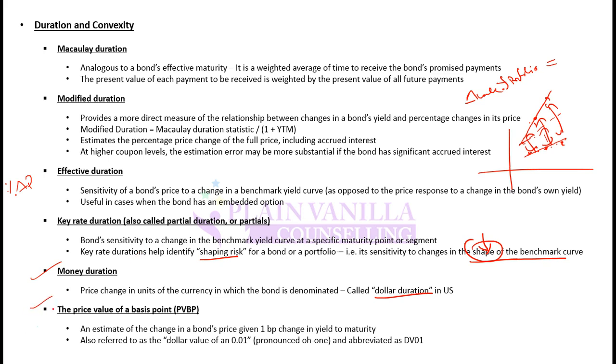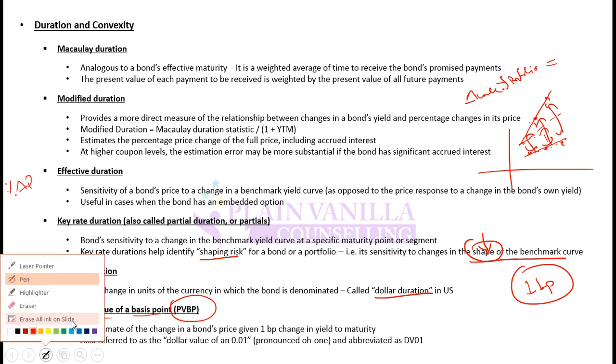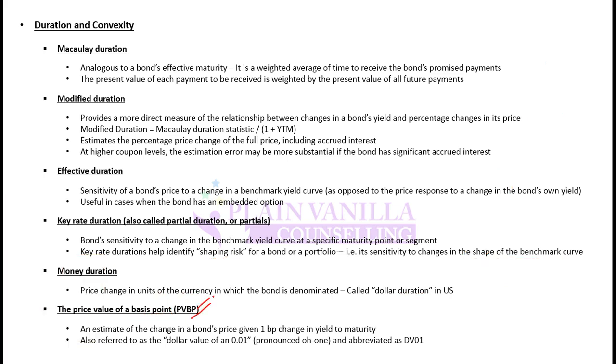The price value of a basis point. If I have to find out how much the price will change if yield changes by 1 bp, that change in price is known as the price value of a basis point. And if I have PVBP, I can simply multiply it by the magnitude of change in bps to get the total impact on the price. Again, this was also discussed in the previous class.